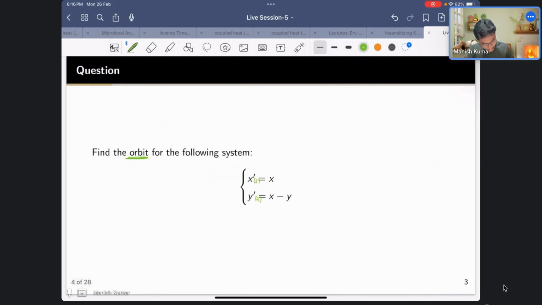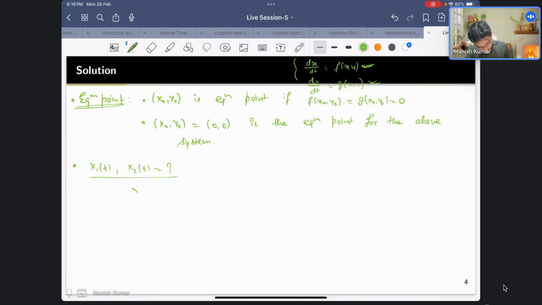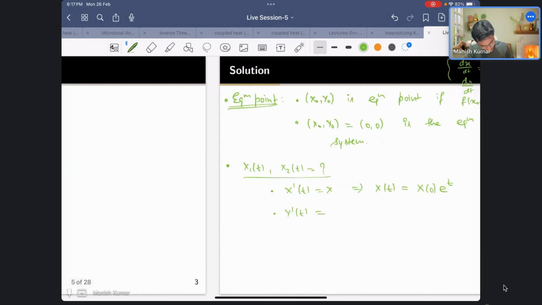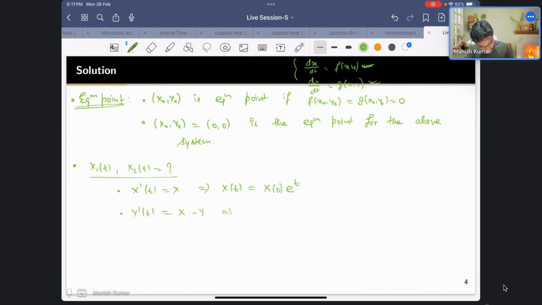So basically the solution is what. Let us try to solve the first one, because there is no coupling, so we can easily solve this one. The x prime t is given by x. Now if you solve it, you will get x(t) is equal to x0 times e^t. We have done this kind of calculation a lot. Now in the second equation you have y prime t equal to x minus y. So we can write y prime t plus y(t) is equal to x(t), and we know what the value of x(t) is, so we'll just substitute it.